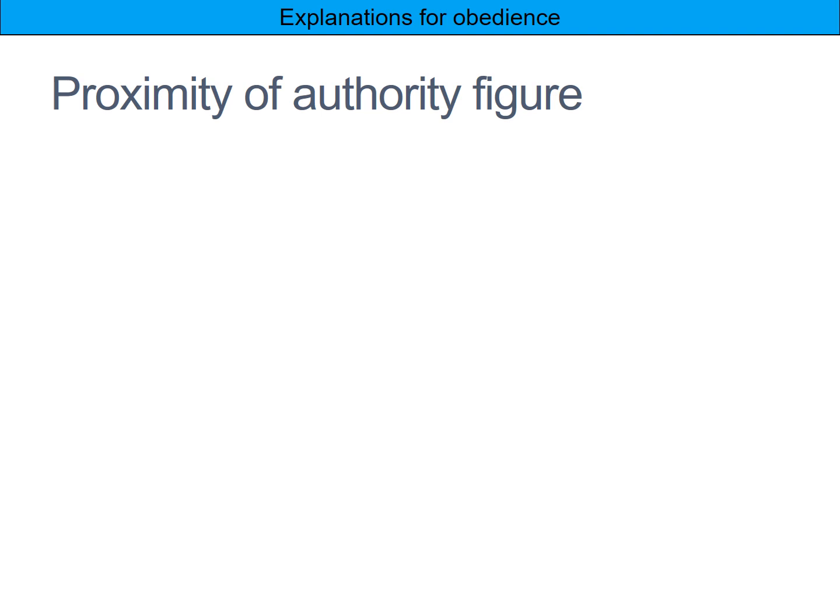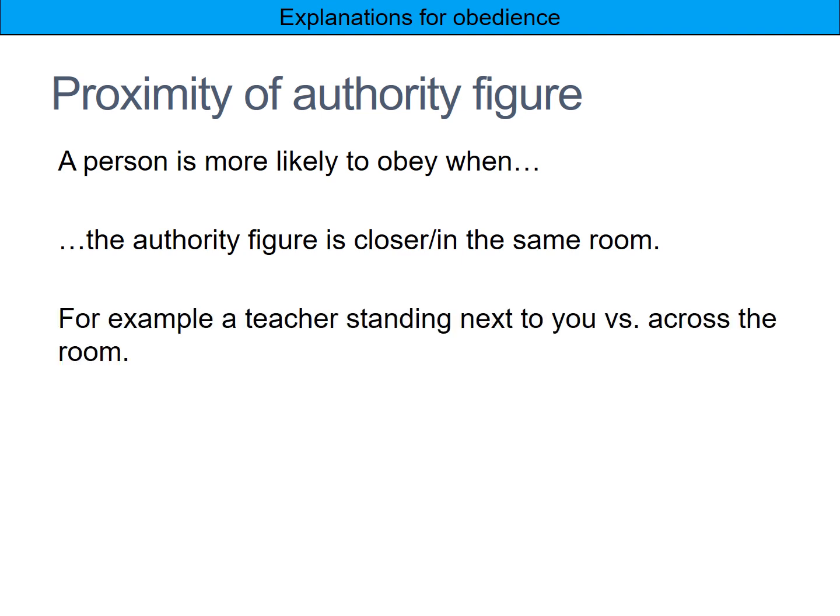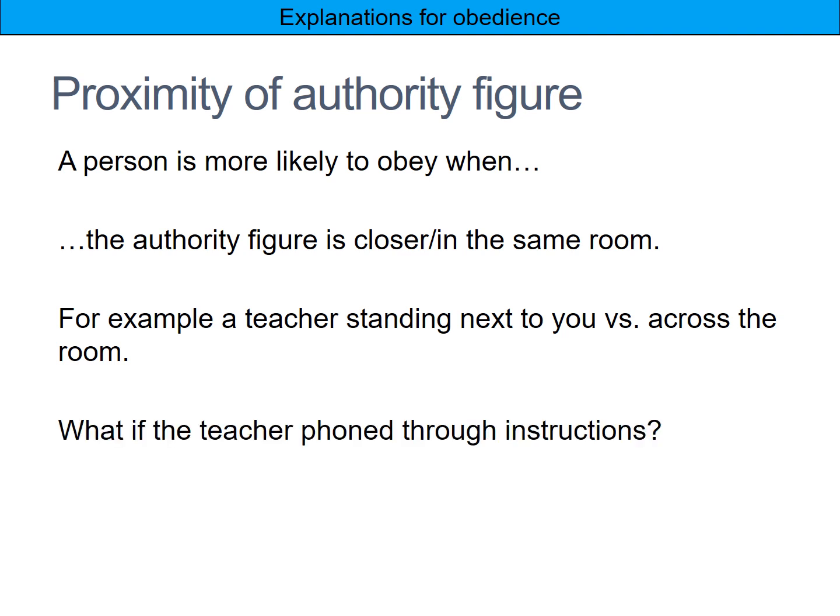Finally, proximity of the authority figure. So a person is much more likely to obey when the authority figure is closer, preferably in the same room. For example, if I was to stand next to you, chances are you'd probably be much more hardworking and less chatty than if I was stood across the room. Equally, if I left the room, probably conversations are going to start and you're not going to obey my instructions of get on with your work.